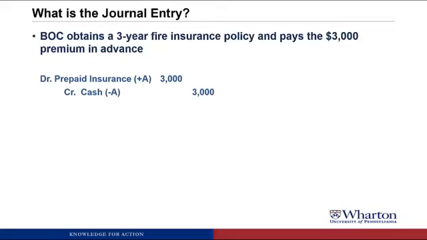So starting with the prepaid insurance, it's an asset. We make an asset go up through a debit, so we debit prepaid insurance for $3,000. Cash is an asset also, but it's going down. So to make cash go down, we credit cash to reduce the asset by $3,000.